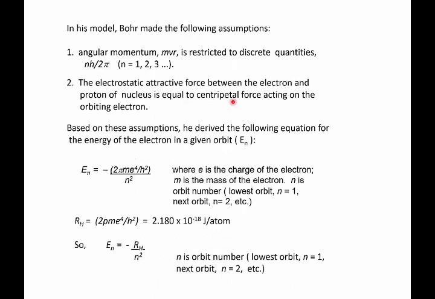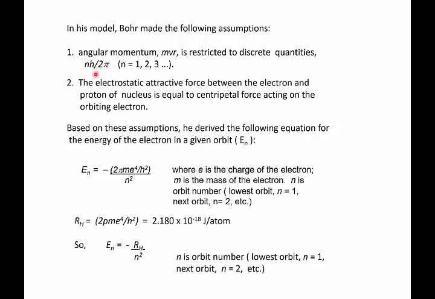Bohr made a number of key assumptions, arriving at his picture of the hydrogen atom. First, he assumed that the angular momentum of the electron is restricted to discrete quantities. Now, angular momentum, if you remember from physics, is given by the quantity mvr. M is the mass, v is the velocity, r is the radius. The assumption here is that in the hydrogen atom, the angular momentum of the electron is restricted to discrete quantities, and that's given by this expression here.